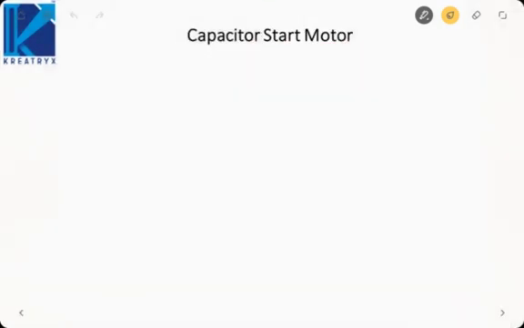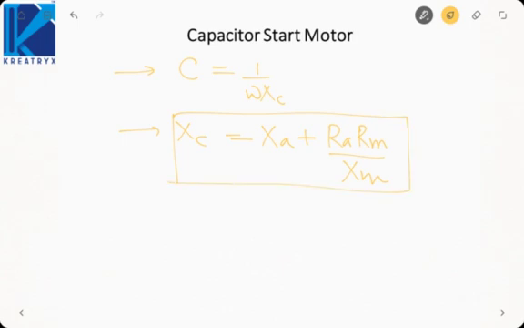Okay, so in capacitor start motor, what we learned is the value of capacitance required is 1 by omega Xc, and Xc is Xa plus Ra Rm by Xm. So do remember this formula, or do remember the concept how we derived this. So this will create a 90 degree phase shift, which will provide us the maximum torque. So that way we will have the maximum torque at starting. Okay, so this formula is very important, as most of the numericals are framed or based on this concept only.